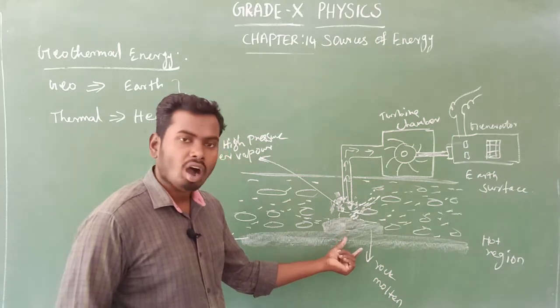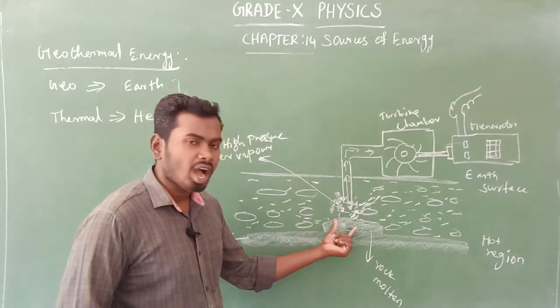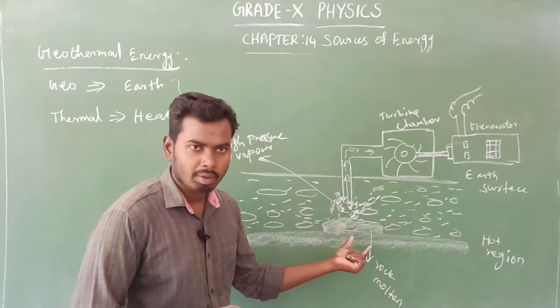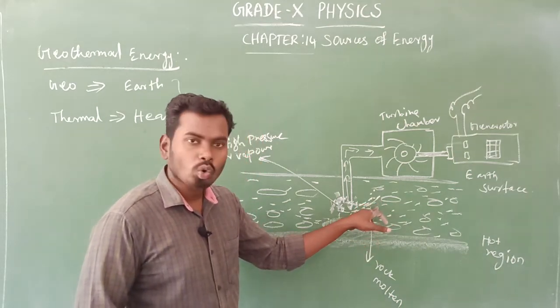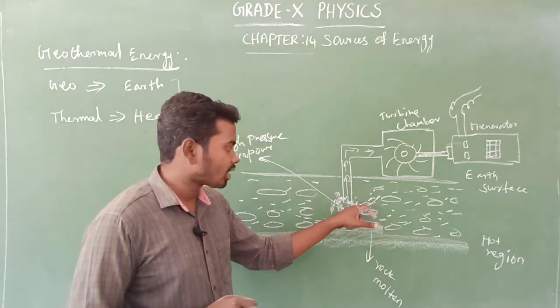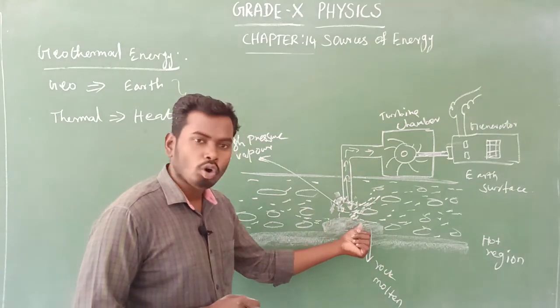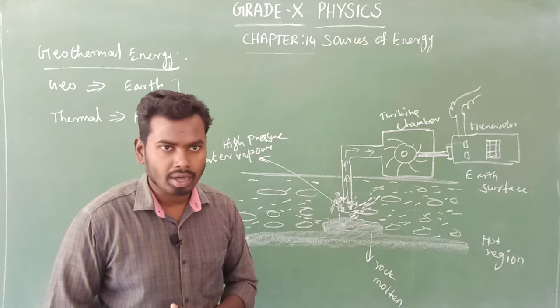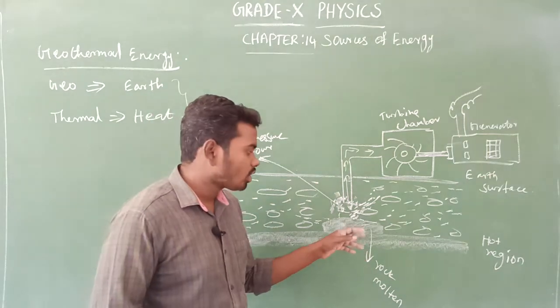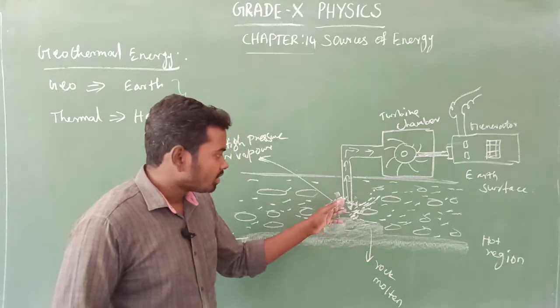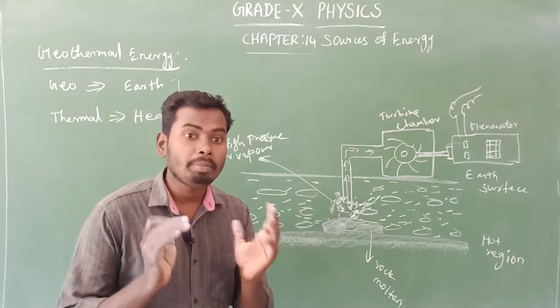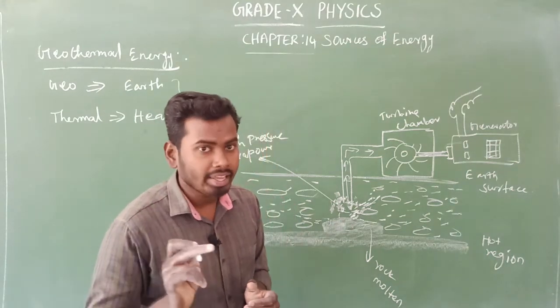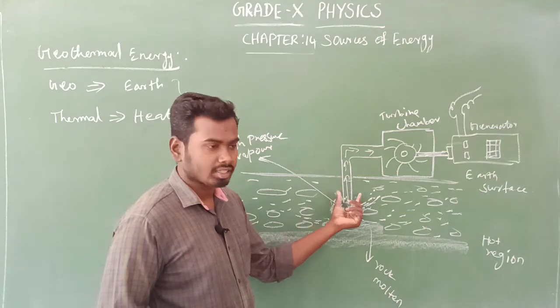Due to this hot region, the rocks become molten. When the underground water comes in contact with these molten rocks, what will happen? This water changes into water vapor. Again, the temperature of the molten rocks increases, and this water vapor undergoes high pressure. What is that? High pressure. Okay, look here. This setup is completed.